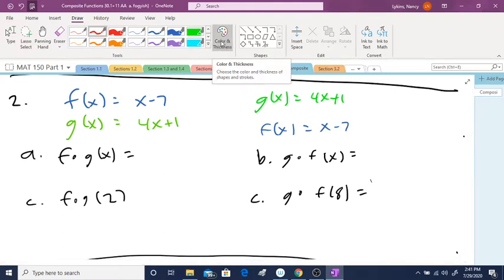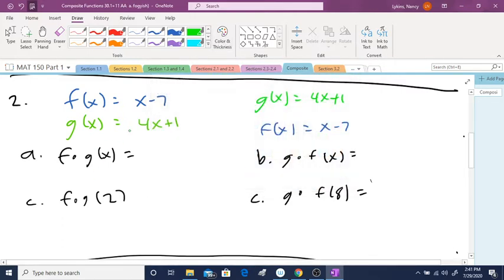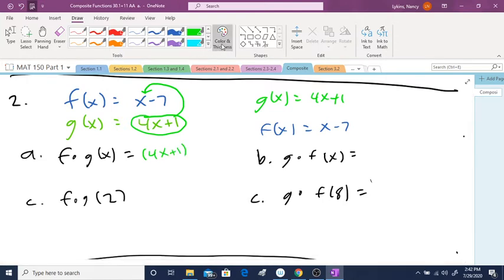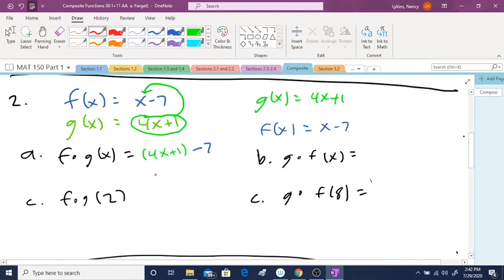Now, on this one, I'm going to say, okay, since f is my main one, I'm going to take my g, which is 4x plus 1, and I want to substitute that in for that x. So now that x in f turns into 4x plus 1, and I still have that minus 7 there. Next, we just need to combine like terms. We don't have anything to do with this 4x, but we can say 1 minus 7, which is a negative 6 or a minus 6.